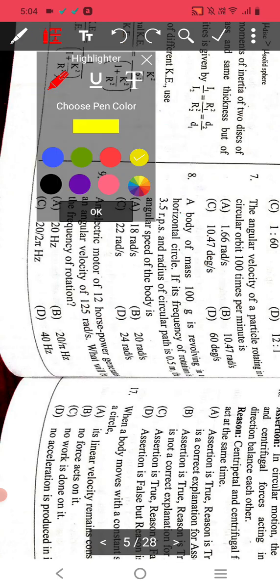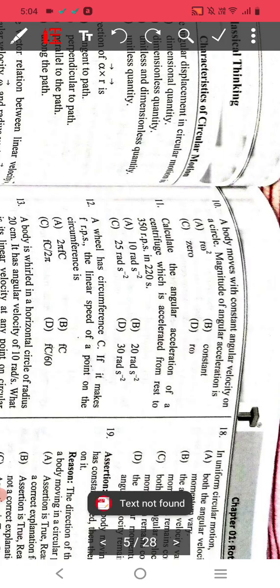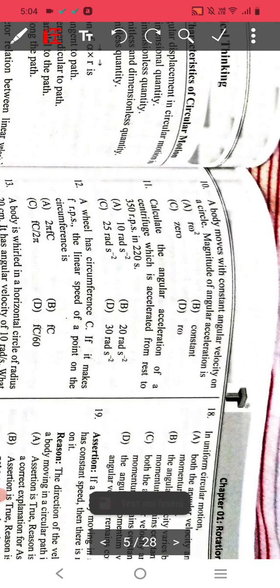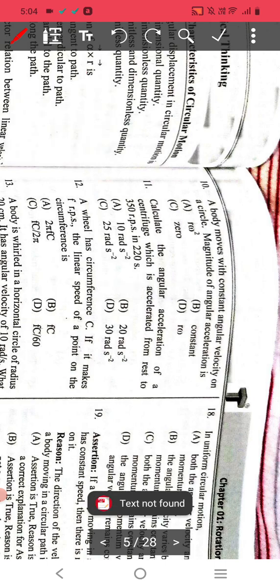Question number 10. A body moves with constant angular velocity on a circle. What is the magnitude of angular acceleration? The angular acceleration is asked and the angular velocity is constant. We know that angular acceleration is d omega upon dt. The derivative of a constant term is always 0. So B is the correct answer.